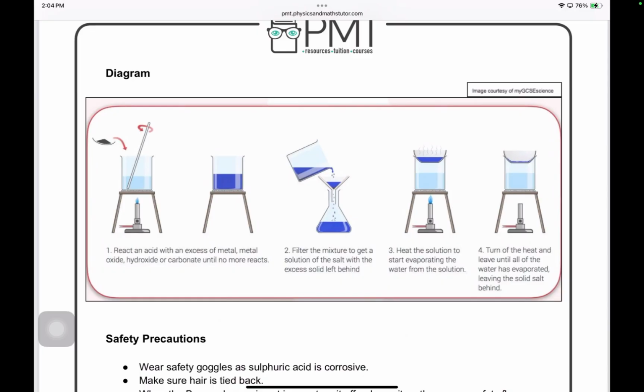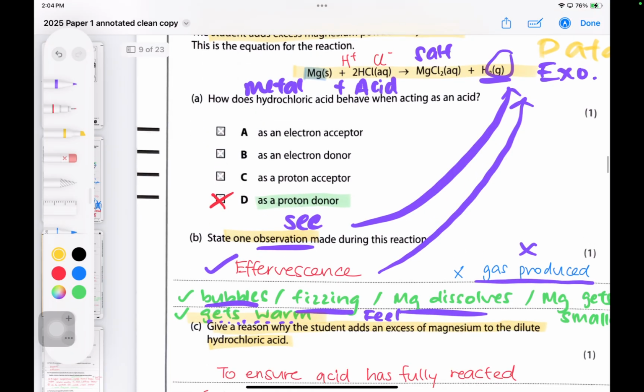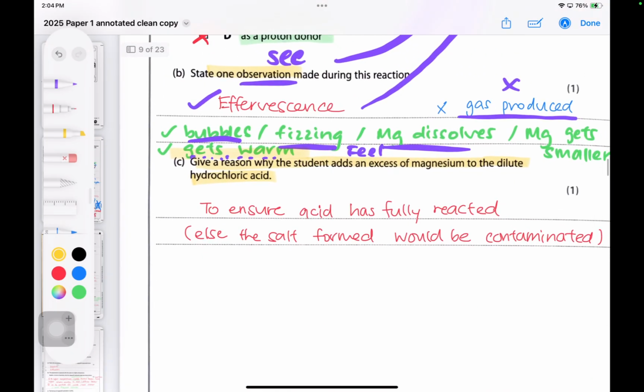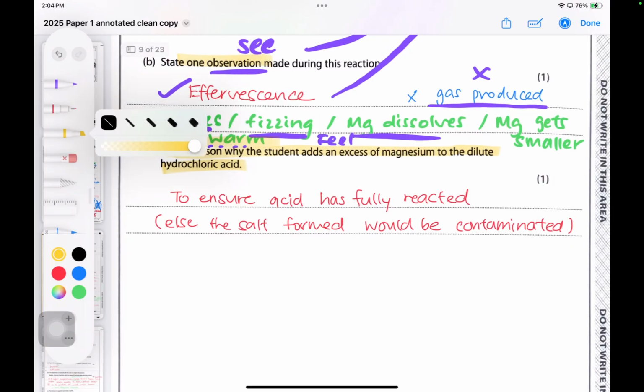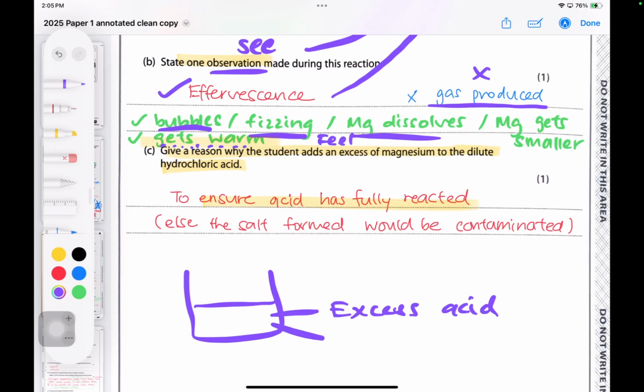The reason is because we want to make sure that the reaction is complete, the reaction of the acid is complete. Why? Okay, we want to make sure this happens. It's because if there is still acid remaining, then we will not be able to tell, right? If there's excess acid, it will be mixed with the salt that is formed, but we will not be able to tell because they're both colorless. However, if you add in excess of a solid, right?